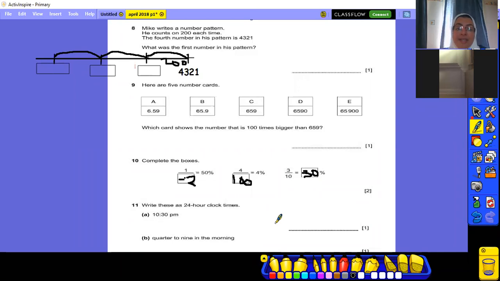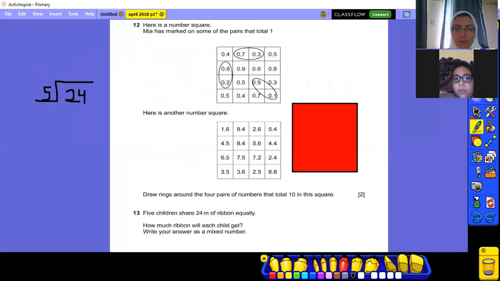Write these as 24-hour clock. Question A and B. I want to see the answers. The first answer, you're writing it right. Hussein, Mais, Marwan. Okay, the first answer is 22:30. Very good. Yes, this is the right answer, because you said PM. Good job. And 8:45 in the morning. 8:45, so it's not 9. It's still 15 minutes to 9. So it's 8:45. Perfect, guys. This is the right answer. Very good. Let's go to the next.